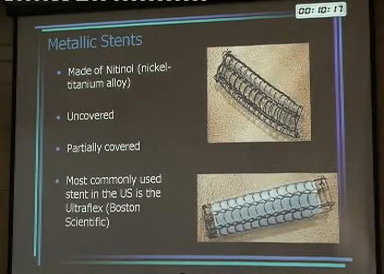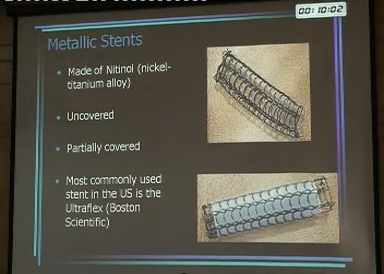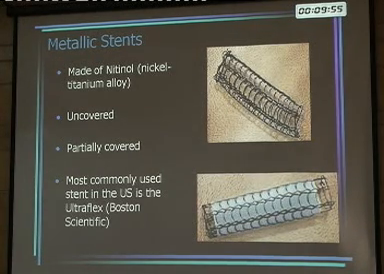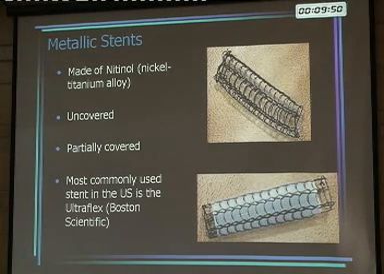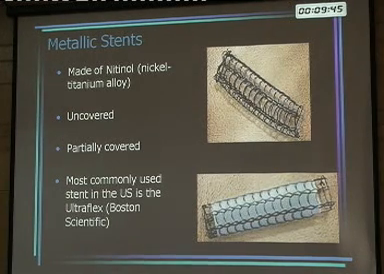Let's start with metallic stents. Metallic stents are made of nitinol, which is actually two metals, nickel and titanium. It's an alloy of these two metals. And actually, this was a metal used in the military a lot, and it was adopted into medicine. It comes in two varieties, uncovered and partially covered. They couldn't cover the entire stent. It's partially covered because the sides of the metallic stents are uncovered. And at least in the US, Ultraflex is the type that is used most.